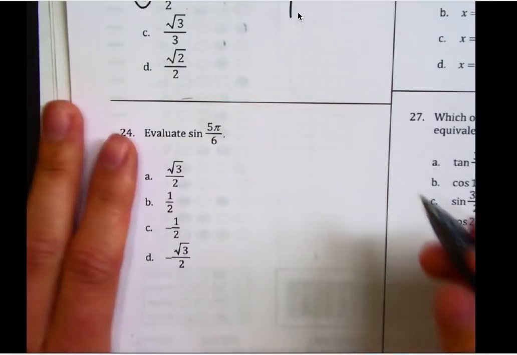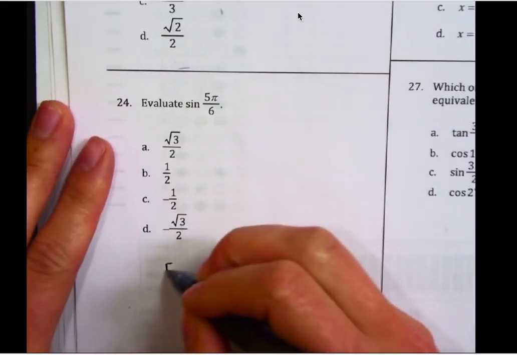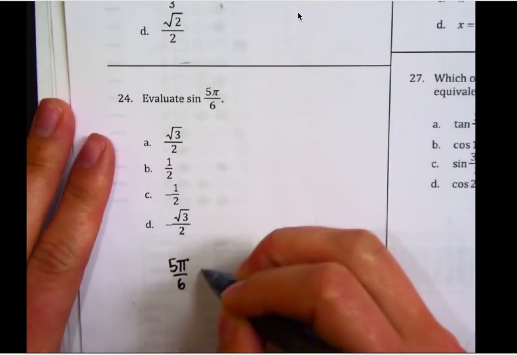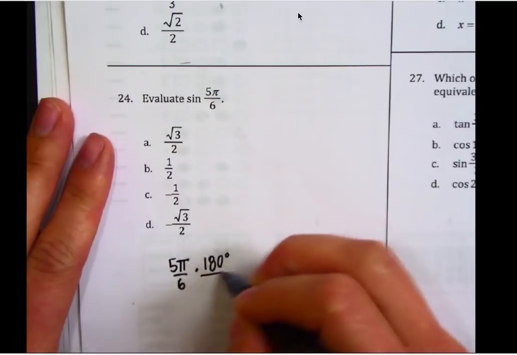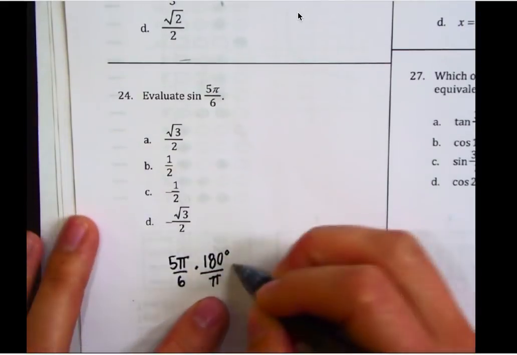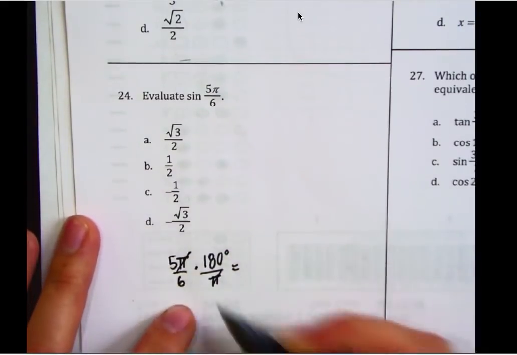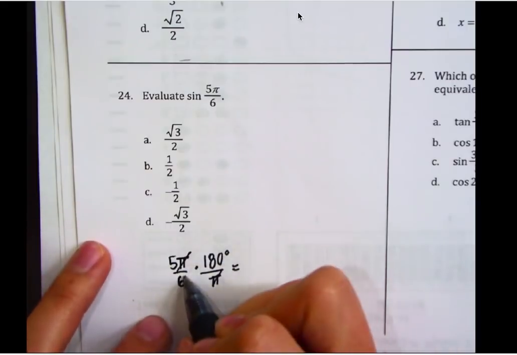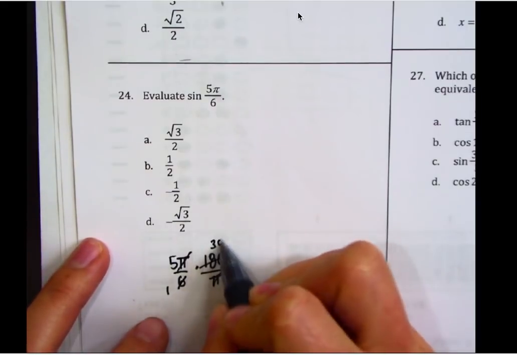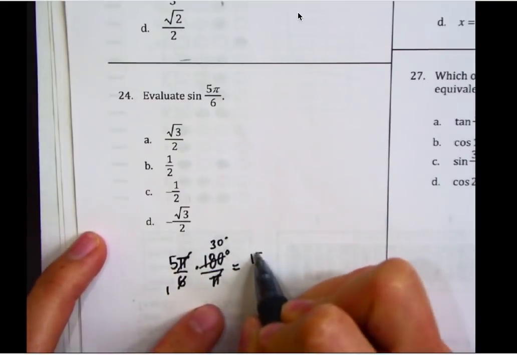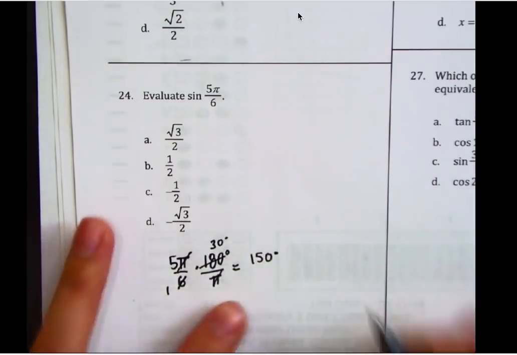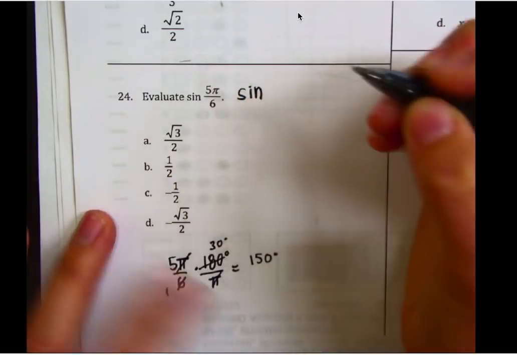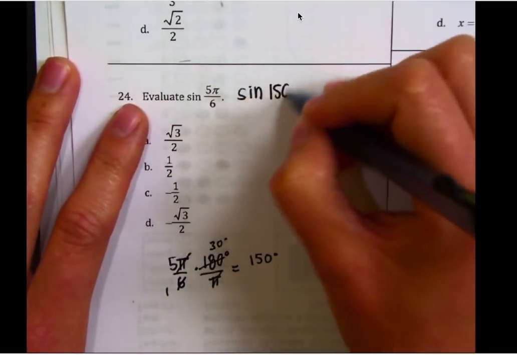Number 24, sine of 5 pi over 6. It's much easier if we go ahead and turn that radian into degrees. We can do that by multiplying by 180 degrees over pi. So we can convert to degrees. Those pi's will cancel. If we cross cancel, this becomes a 1, this becomes 30 degrees. 5 times 30 degrees is 150 degrees. So we're trying to evaluate sine of 150 degrees.